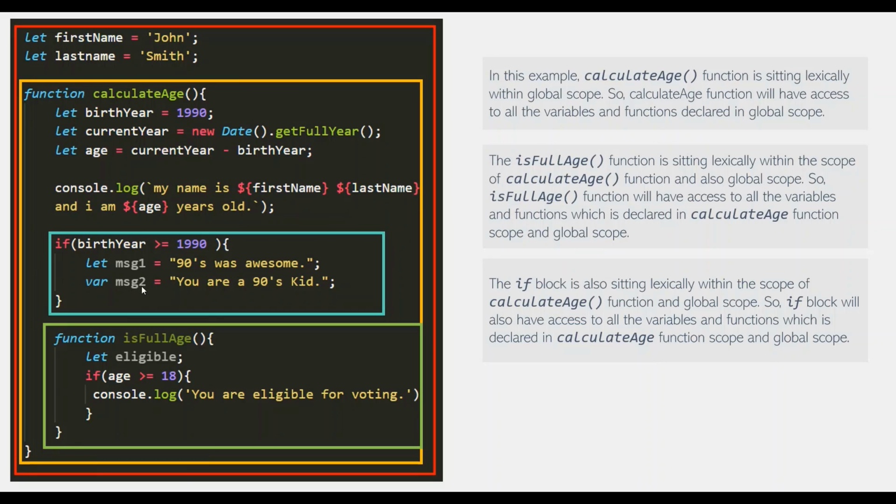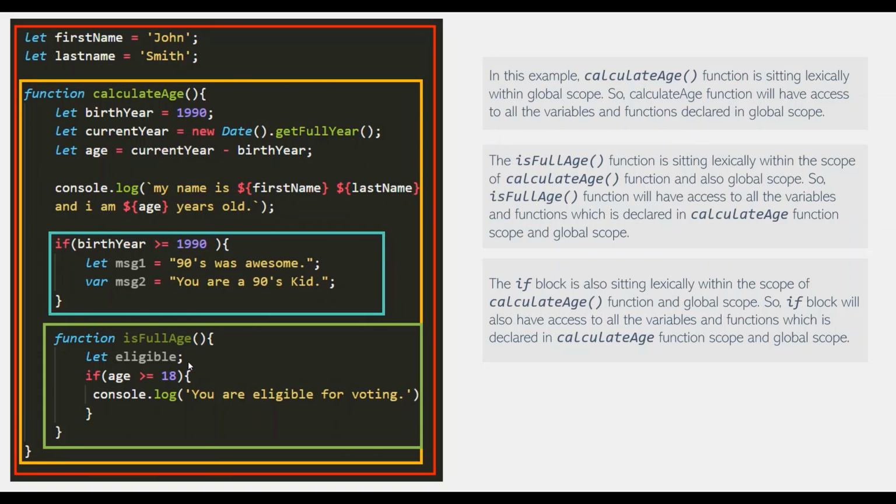That means this message2 has the scope of calculateAge. And just now we learned that a function sitting lexically within another scope will have access to all the variables and functions of its parent scope. In the case of isFullAge, the parent scope is calculateAge, and it also has this message2 variable. Message2 is present in the scope of the calculateAge function. That's why isFullAge will have access to the message2 variable. So I hope all this makes sense.